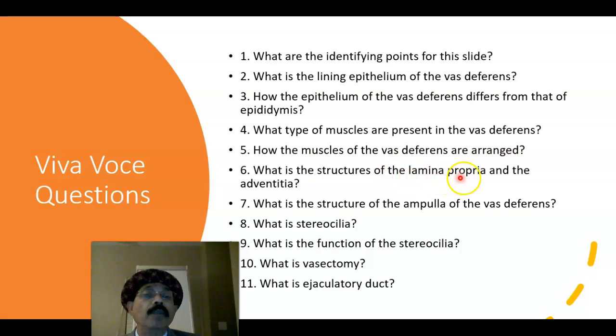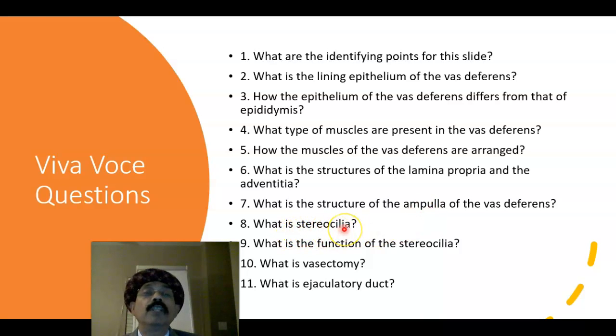What is the structure of the lamina propria? That is loose connective tissue, rich in collagen and elastic fiber. And what is the structure of the adventitia? That is fibroelastic tissue, also connective tissue, also rich in blood vessels. What is the structure of the ampulla of the vas deferens? The ampulla is the terminal part of the vas deferens. The lumen will be dilated and the folding will be branched out, looking like a crypt or diverticula into the underlying tissue. Otherwise, the muscle arrangement is almost the same.